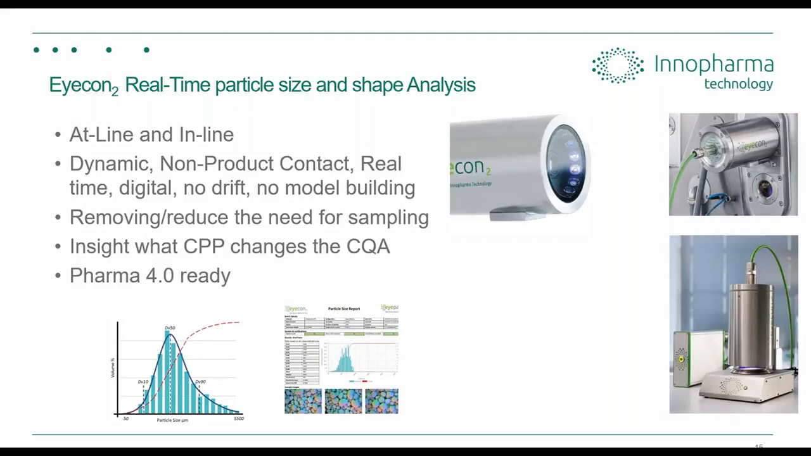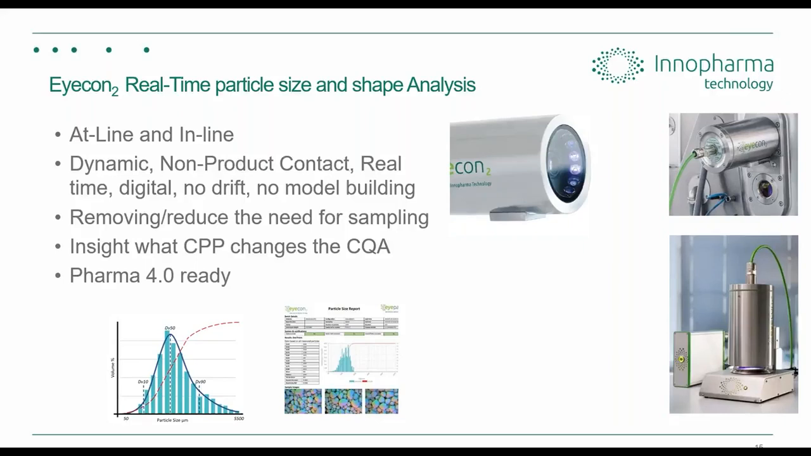Okay, so it removes or reduces the need for sampling. So that can be a huge benefit for something like maybe sieve analysis, where you're very heavily dependent on those results. You could get this data in real time, so you can do more things like just-in-time release or basically improve efficiency in your process and get things to market quicker.